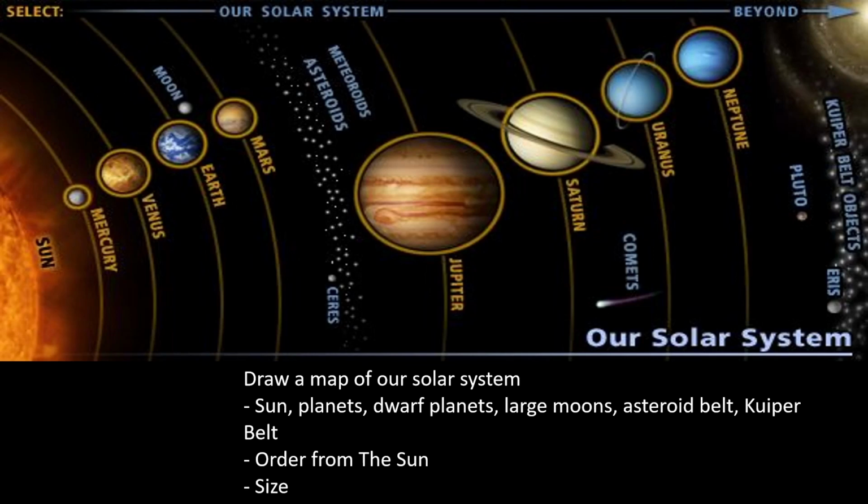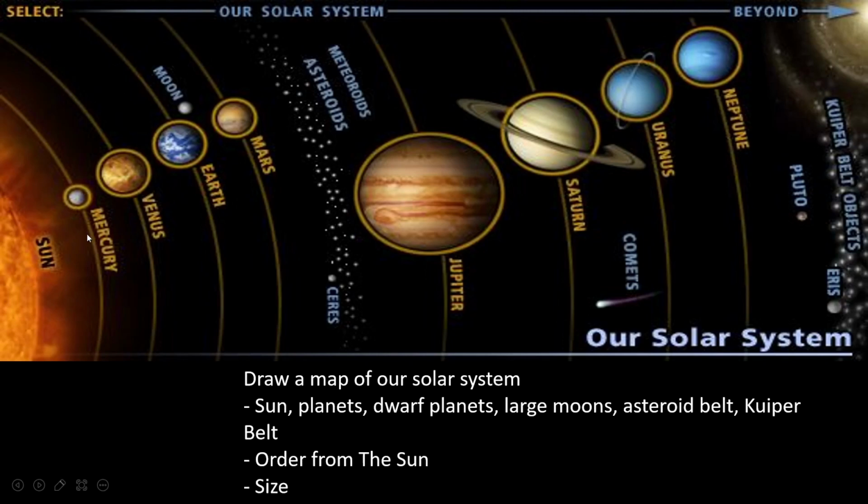Well, first of all, you would need the sun. After all, the solar system is named after the sun, and the whole system beyond it is going to include the 8 main planets. You can't have a map of the solar system without the sun and the planets, and they're on the screen here in order.